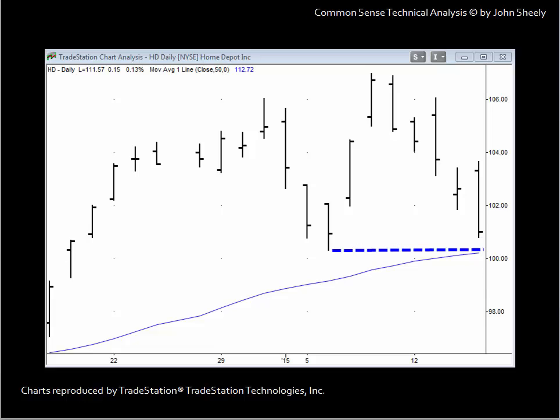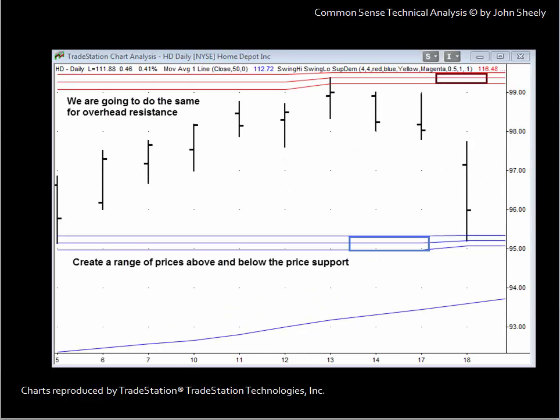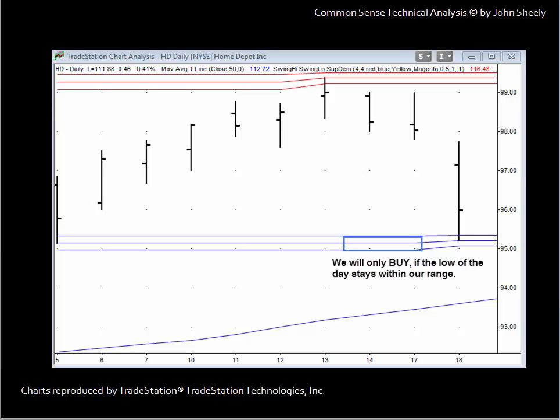We have daily prices in Home Depot. I placed a 50-period moving average in the chart just so we give us a better sense of the trend. What I've created is a price zone that is above and below price support. I do the same for overhead resistance that is above and below the price resistance area. We will only buy long if the current prices move within this price zone. If prices do not move within this price zone, we will not place a long position.